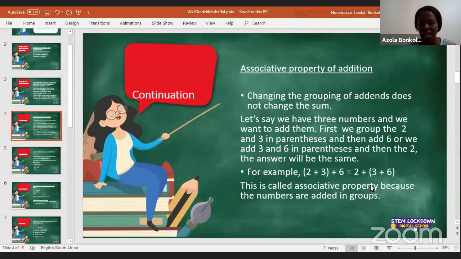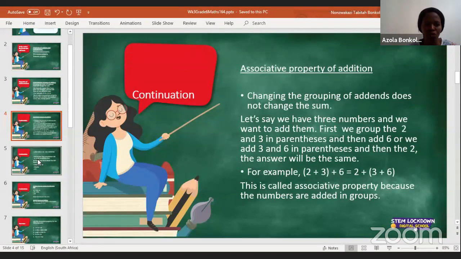On our left-hand side and on our right-hand side, the answer is 11, and we did not change the sum, right? We just moved the numbers around. In fact, we grouped the numbers, okay? So this is called associative property because the numbers are added in groups.